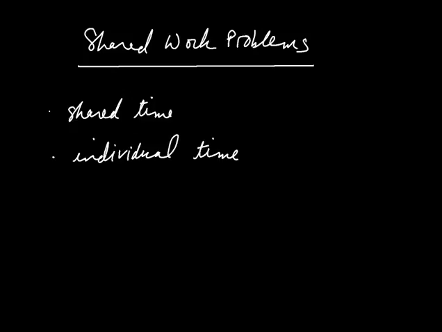Here we're going to continue our discussion of shared work problems. And there are two things we have to distinguish between. The first is what we call shared time, and the second is what we call individual time. Now shared time is just that. It's the time that two parties work together on a problem. And individual time is how long it takes each individual to complete the task.